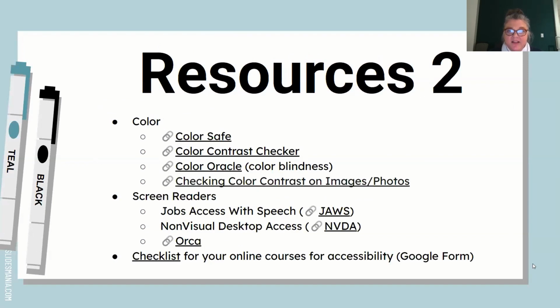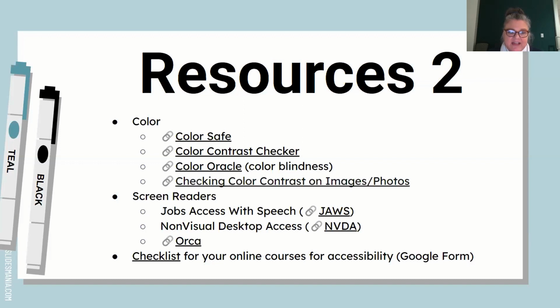We have some color checking resources for color contrast. I know there were some mentioned in the chat. We've included one called Color Oracle to help you check for color blindness. There's a color checker for images and photos that will check the contrast on your images and photos. We've included three screen readers: JAWS, which stands for Job Access with Speech, and NVDA, which is Non-Visual Desktop Access, and then Orca. Each of those has a free version. I know that JAWS and NVDA have paid license versions that actually do more.